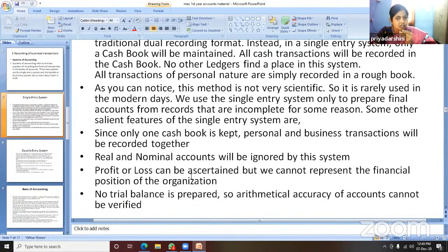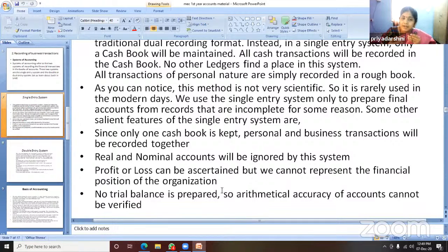Profit or loss can be ascertained, but we cannot represent the financial position of the organization. So how much profit earned? They can just ascertain the profit earned, but it will not represent the financial position of the organization. No trial balance is prepared, so arithmetical accuracy of accounts cannot be verified.